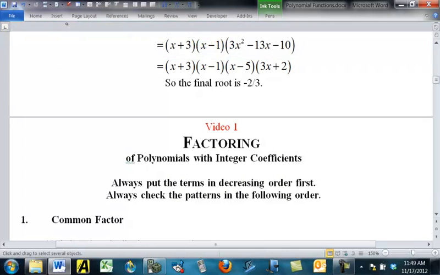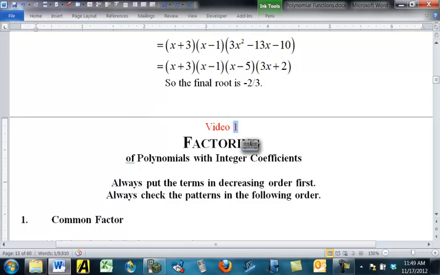But you don't necessarily need to do that. Okay, and we'll come back to our third video talking about factoring a little bit later. So now we've talked about polynomial division and synthetic division in this video.